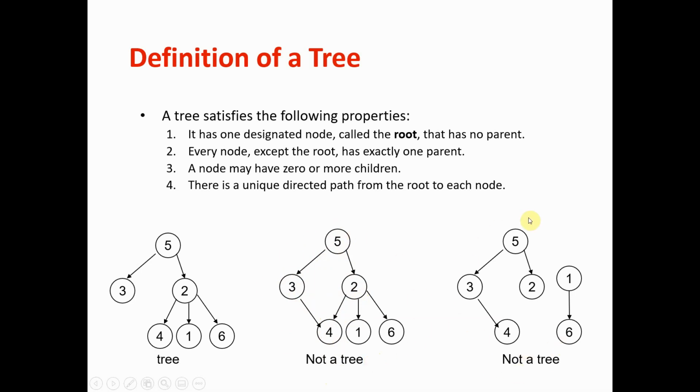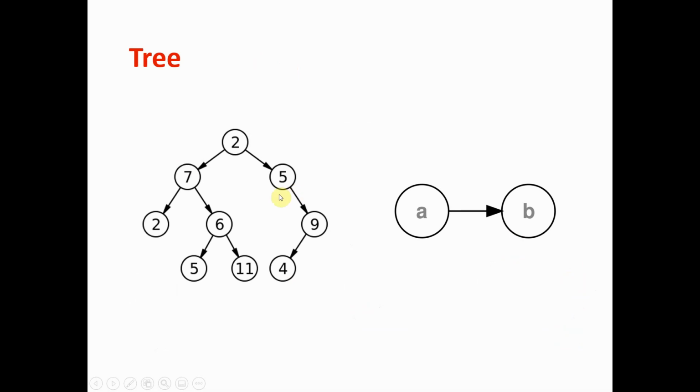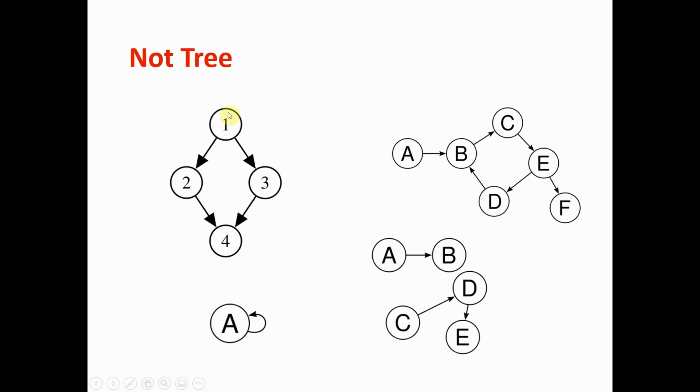This is also not a tree, right? Because if we consider this node as the root, there is no path from this root to the node that contains the element value 1, or to this node that has the element value 6. Okay, so that's the definition of a tree. Again, this is a tree, this can be a tree, these are not trees.